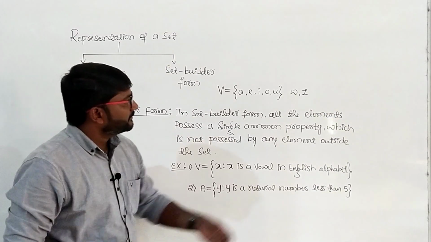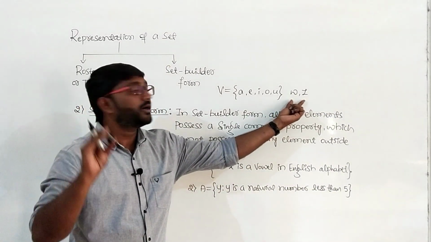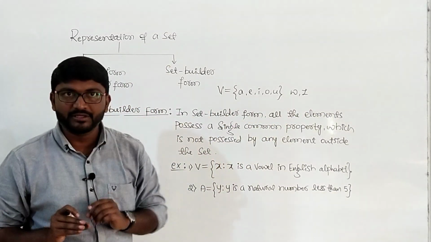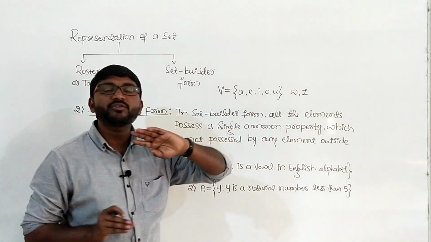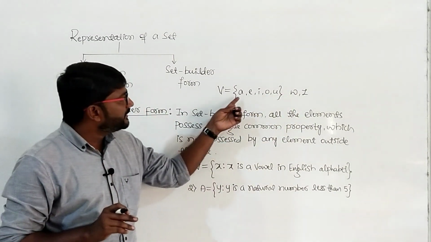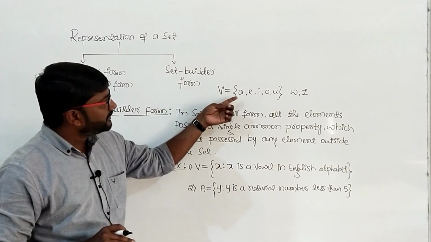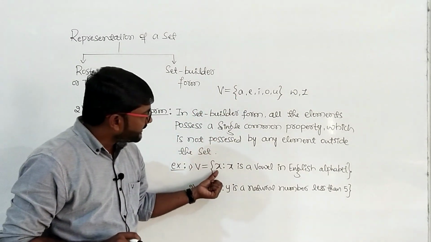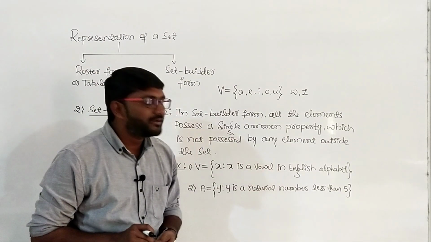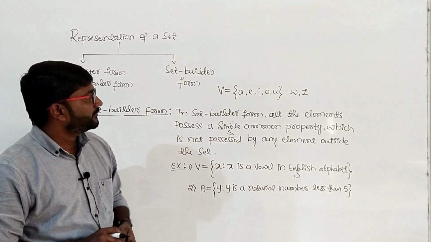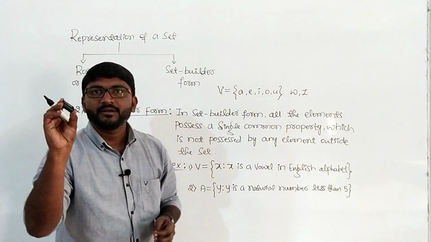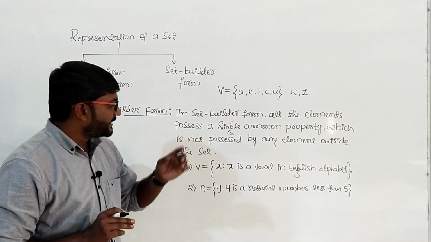So these two elements do not belong to the set V because they don't possess the property that these elements are possessing. Are you able to understand? So here that's what it says: X such that X is a vowel in the English alphabet. We are making use of a single common property. Then let us take up the second example.